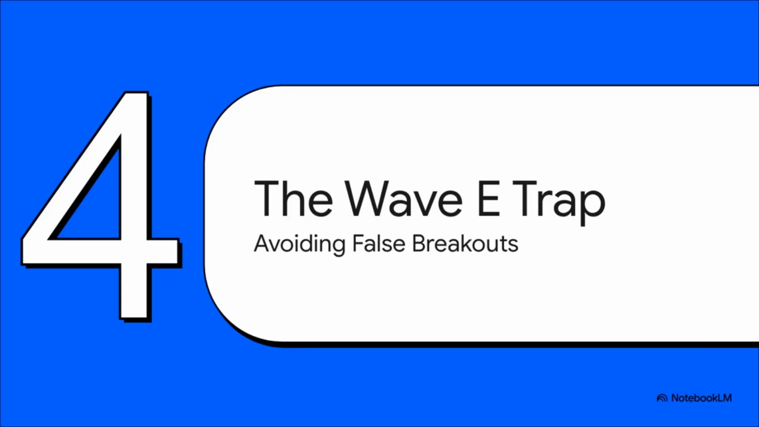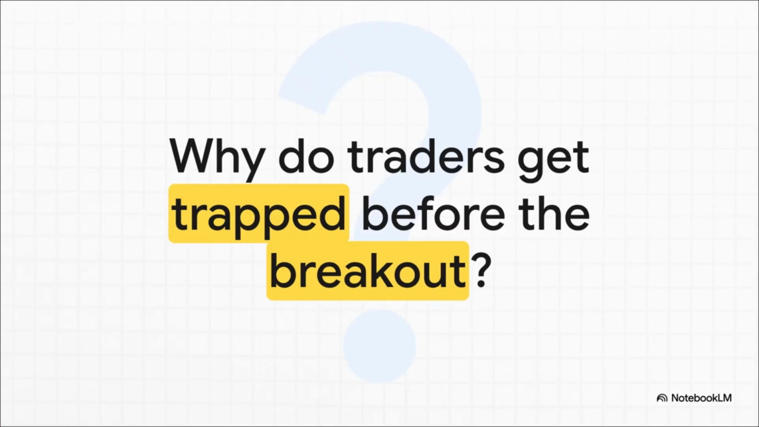Which brings us to Section 4, the wave trap. But the market rarely makes things easy for us. It often tries to shake out the weak hands right before the explosive move. Think about this for a second. If this pattern is so reliable and the geometry is so clear, why do so many traders end up losing money or getting stopped out right before the massive breakout actually happens?